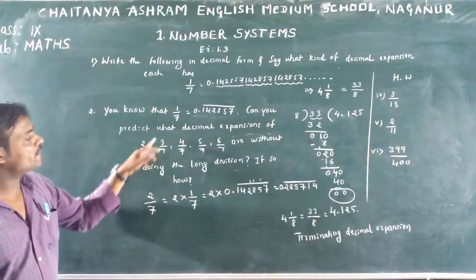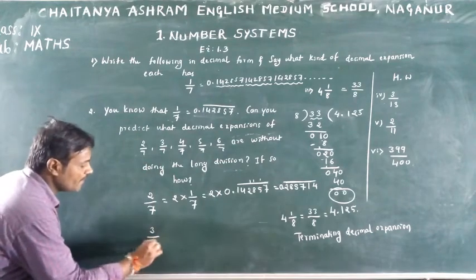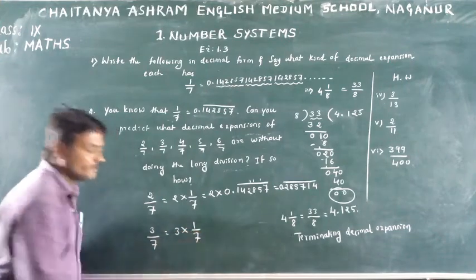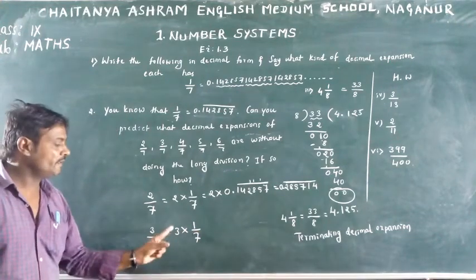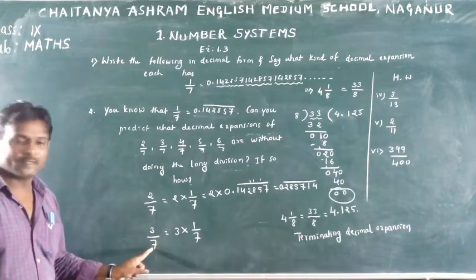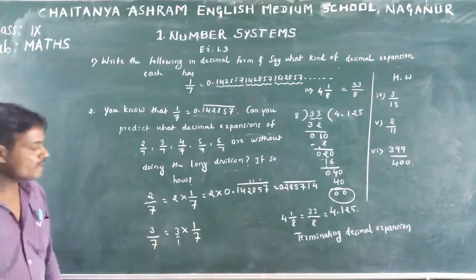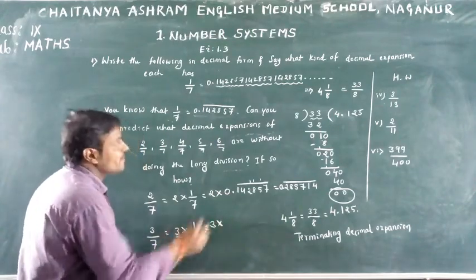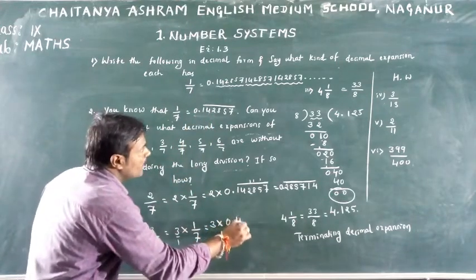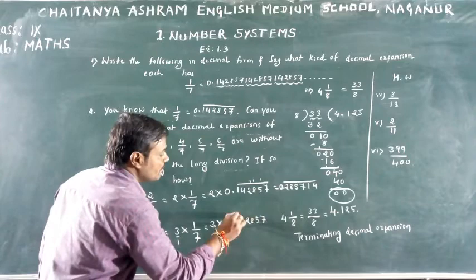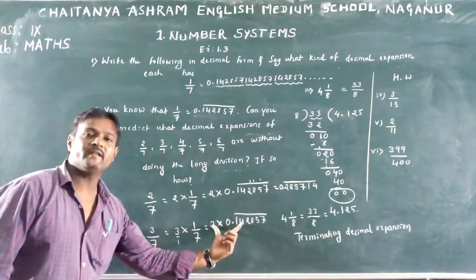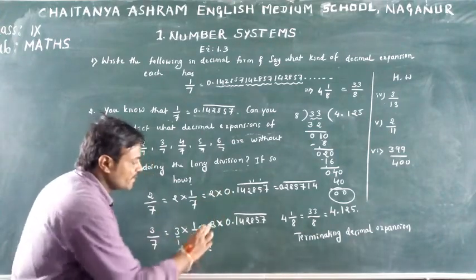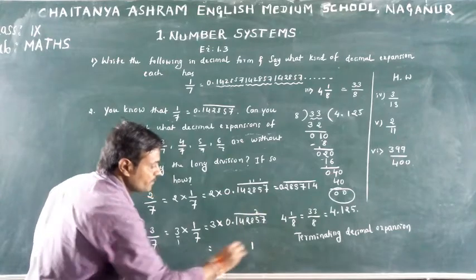Okay, I will do another one, 3 by 7. We can write 3 into 1 by 7. Both are the same. Yes, 3 into 1 is 3, 7 into 1 is 7. Here the denominator is 1. Okay, then see what happens. Write 3 as it is into 1 by 7, its decimal expansion is given, 0.142857 bar. Then multiply, its product is the decimal expansion of 3 by 7 without doing actual division. Yes, do multiplication. 3 7s are 21.